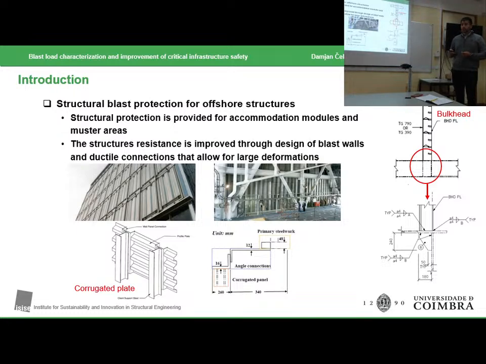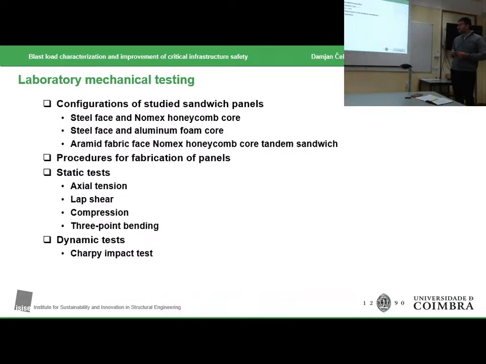But recent studies show that sandwich panels have much better capacity to resist the blast impact. So after some literature review, we focused here on three types of sandwich panels. We have three different configurations. One is purely metallic. So we have, for example, a steel face of a panel and aluminium foam core. One is a hybrid combination of a stainless steel face and aramid paper honeycomb core, which is also known as Nomex honeycomb. And the third is a purely fabric solution, so it's an aramid fabric face with a Nomex honeycomb core in a tandem sandwich form.